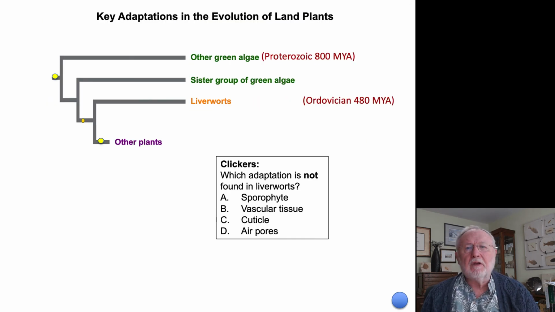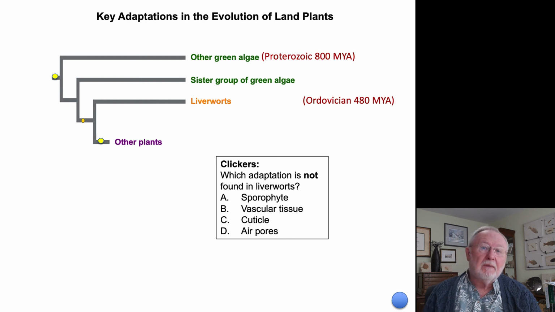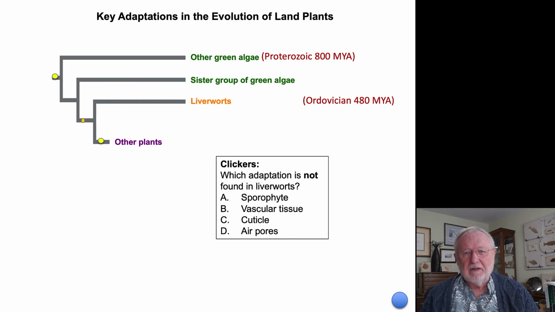So let's have a clicker question. What adaptation is not found in liverworts? Sporophyte, vascular tissue, cuticle, or air pores?